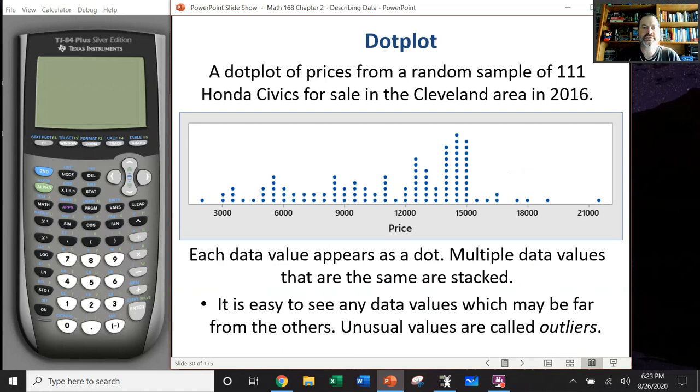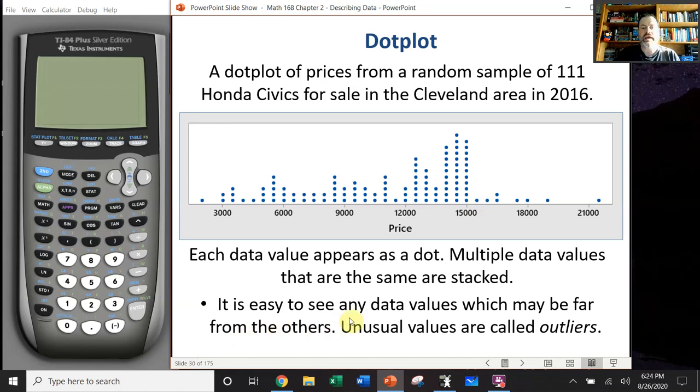So let's look at a dot plot first. So here is a random sample of 111 Honda Civics for sale in the Cleveland area in 2016. So this is something you might be interested in. What's the distribution of prices of these used cars? And you can see that each data value appears as a dot. So there's 111 dots on the graph. And if multiple data values are the same or almost the same, then they're stacked up. So you can see that there's 1, 2, 3, 4, 5, 6, 7, 8, 9, 10, 11 cars, 11 Honda Civics, right around $15,000. But there's only one just above $15,000. Right, so this is a good way of understanding the distribution of a quantitative variable.